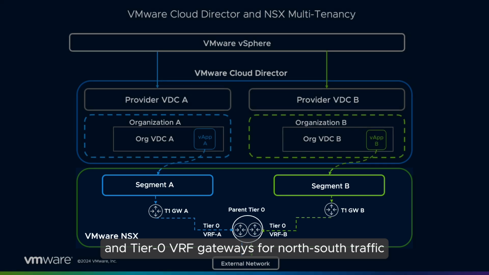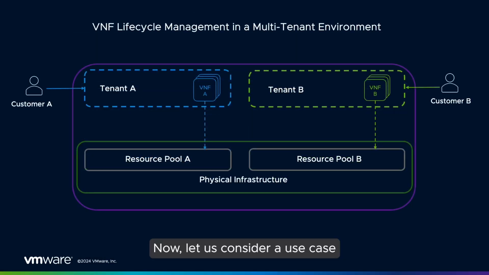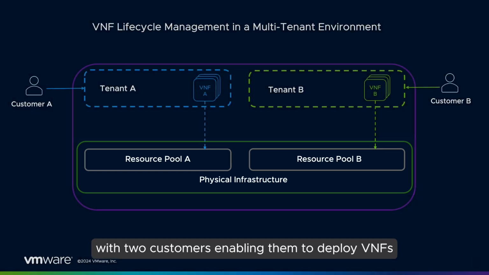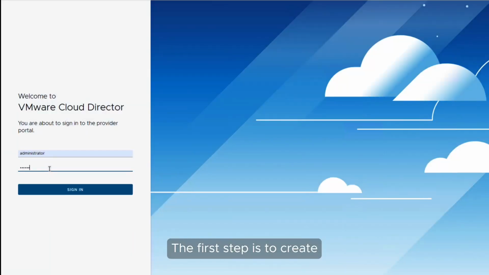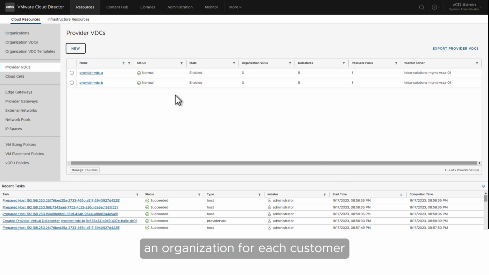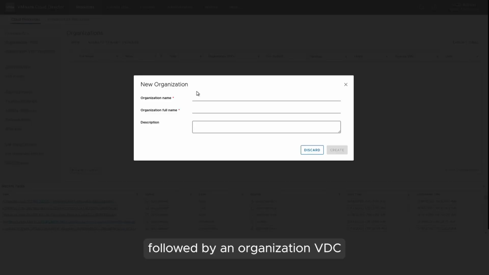for north-south traffic. Now let us consider a use case where a CSP needs to share common infrastructure resources with two customers, enabling them to deploy VNFs in their own isolated environments. The first step is to create an organization for each customer, followed by an organization VDC.